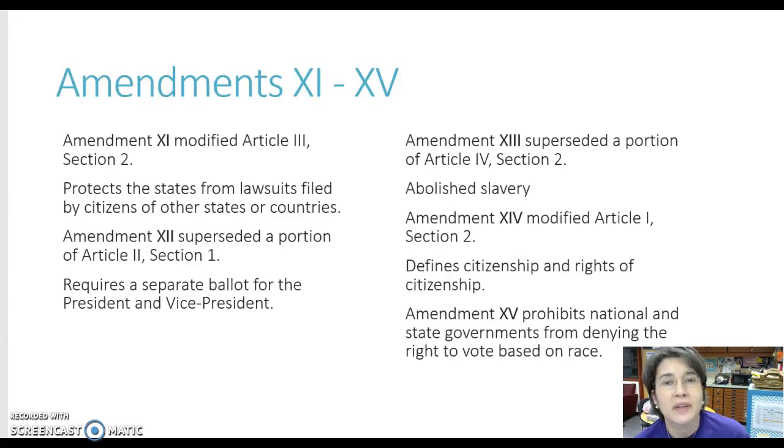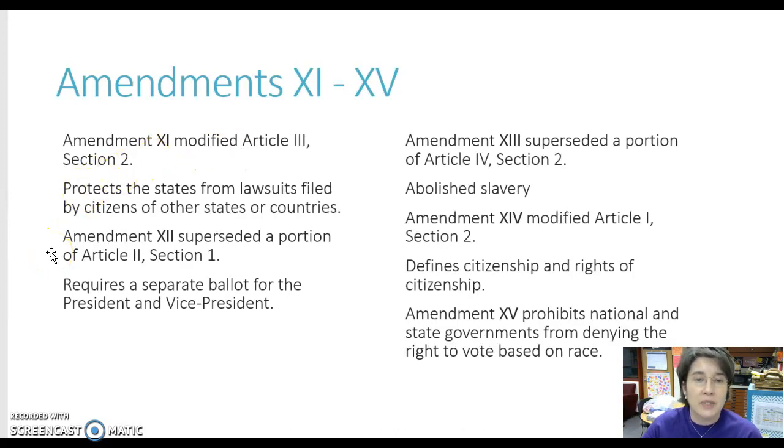Hey guys, back with the rest of the amendments, taking a look at amendments 11 through 27, really quick, through three slides. Amendment number 11 modified Article 3, Section 2, and protects the states from lawsuits filed by citizens in other states or countries.